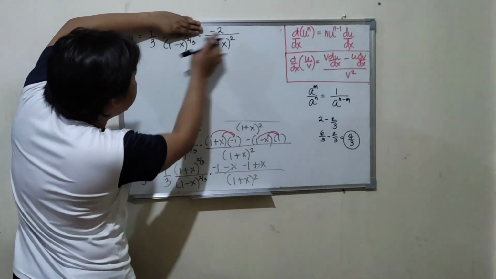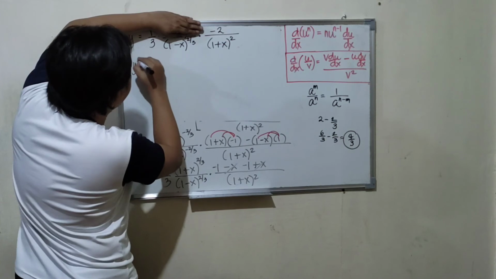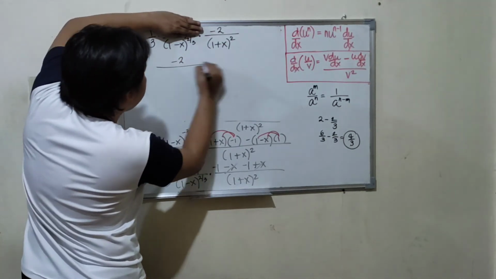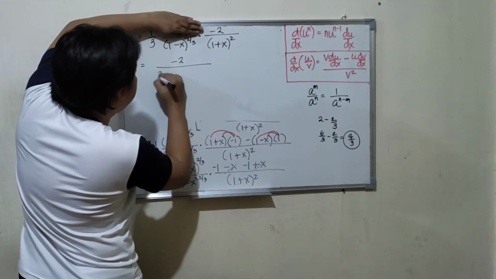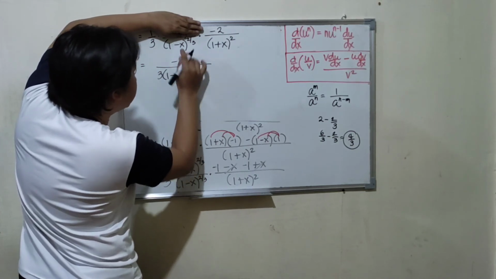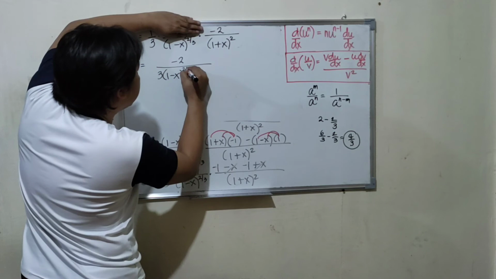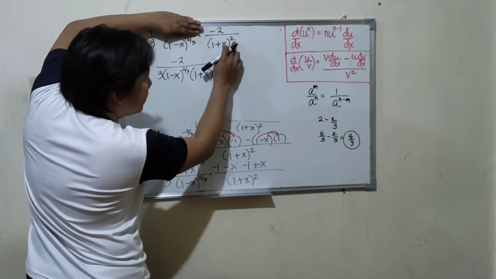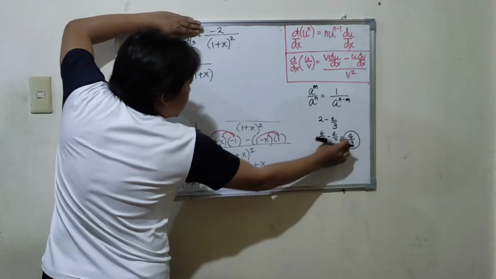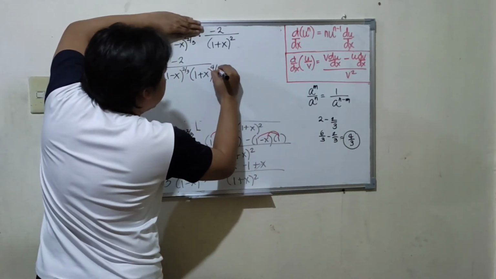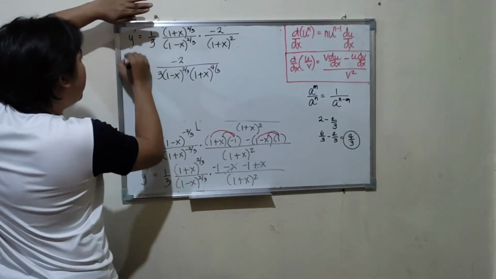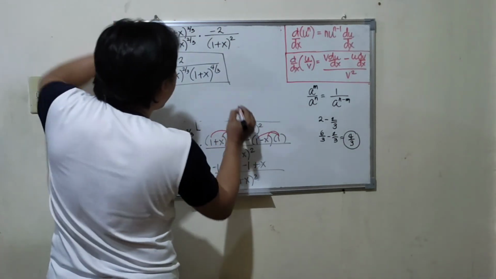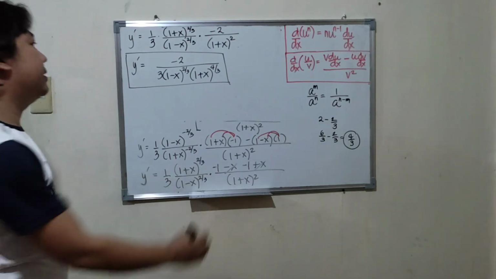Then multiply the remaining terms. So we have y prime is equal to 1 times negative 2, we have negative 2. And then 3 times 1 minus x, just copy this, raised to 2/3, and then 1 plus x, the new exponent is the difference, 4 over 3, raised to 4/3. So this is now the final answer, the derivative of the cube root of 1 minus x over 1 plus x.